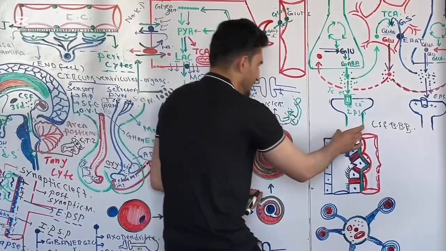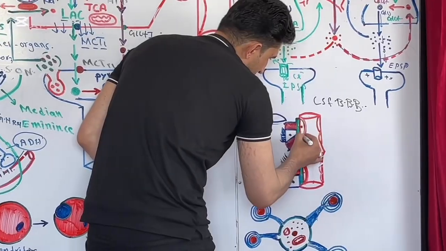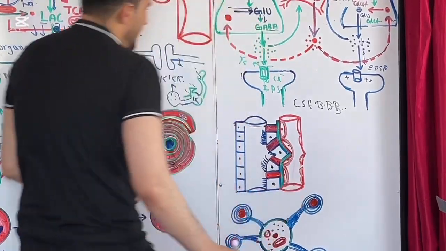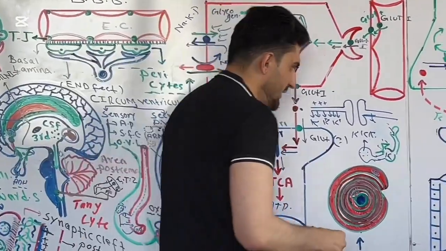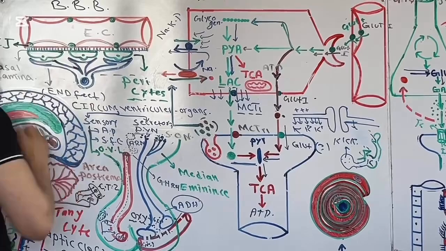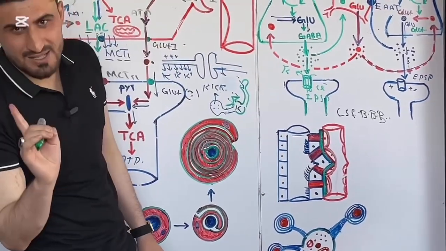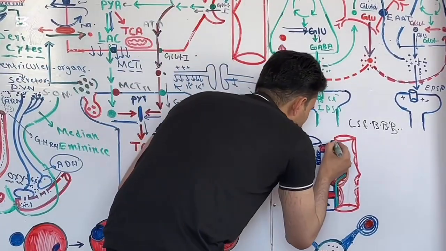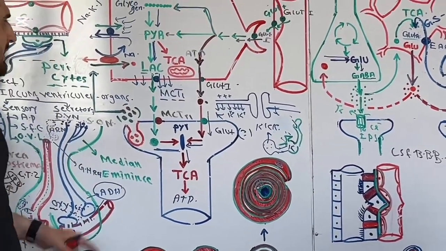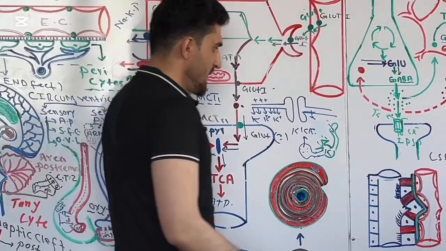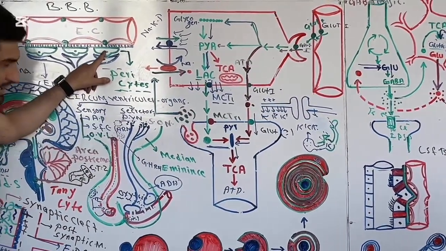Now let me talk about the structure of this thing. Firstly, from the blood side we have endothelial cells. Here also we have endothelial cells, but here we have tight junctions between endothelial cells, and here we don't have tight junctions between endothelial cells. That's one point. Another point, here we have a basement membrane or basal lamina, and here we also have a basement membrane. Third thing, here we have pericytes and astrocytes.